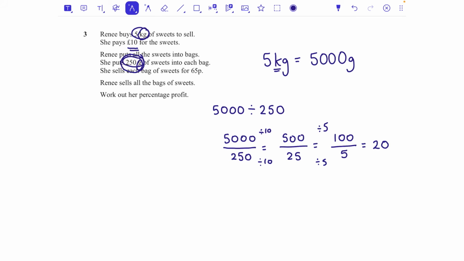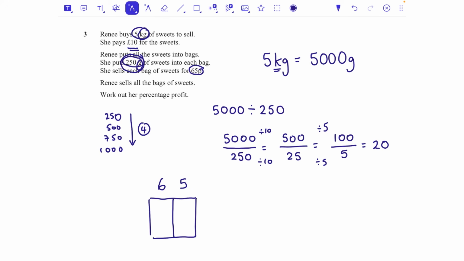The other way to think about it is 250, 500, 750, 1,000, so every 4 makes 1,000, and because I've got 5,000 I can do 4 times 5, and that's 20 as well. So a couple of different ways of doing it, and then we need to times that by 65p, because that's how much she's going to get for each bag. So 20 times 65, and let's do this by the lattice method just because I love it. It's a great method to do.